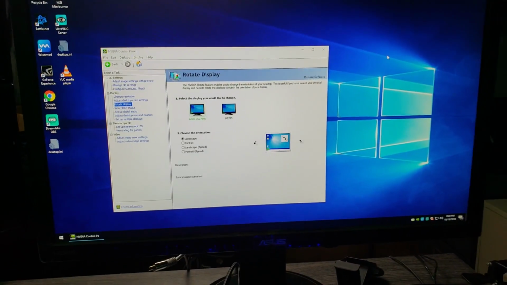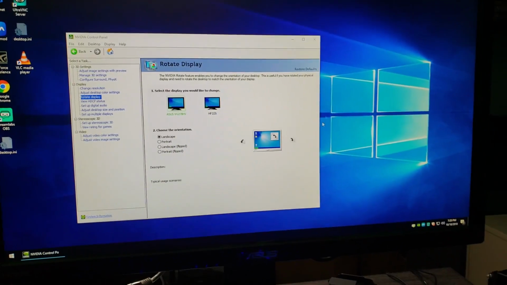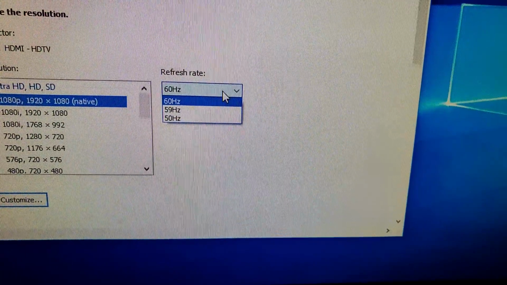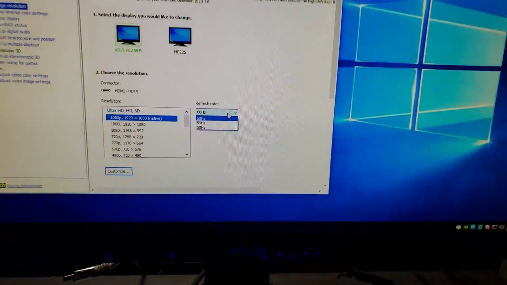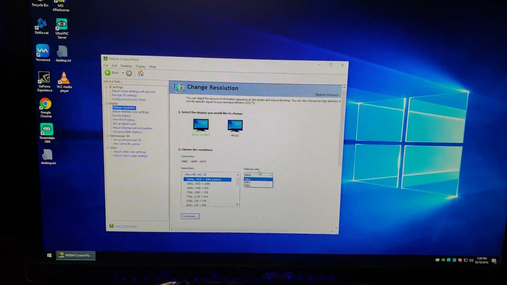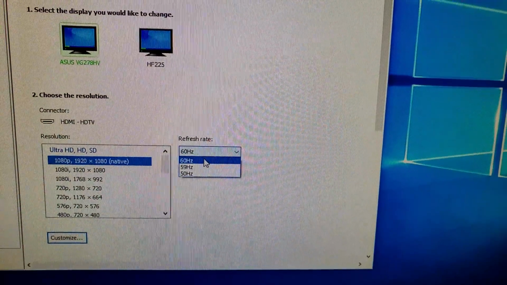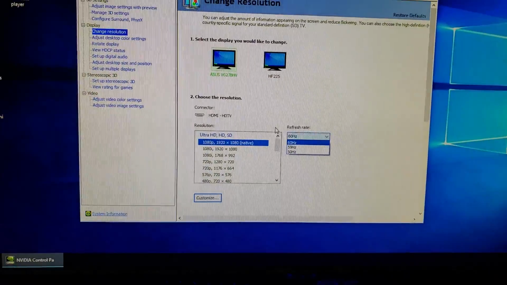Hello everybody, my name is Aaron, and today I'm going to show you why your monitor is only running at 60 Hz when it should be running at 144. This is a nice fancy ASUS gaming monitor, and it should be at 144, and it's at 60, and it doesn't really matter what I do, I can't get it to 144.